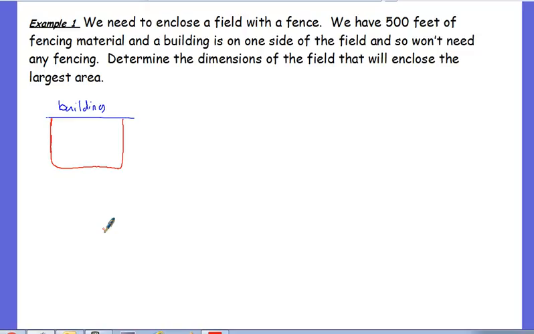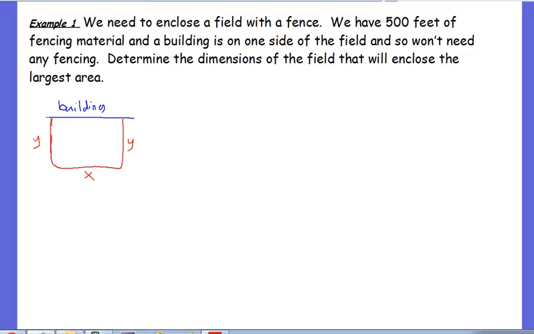Let's label. What do you want to label this? Which one? Why is that a good idea? X goes horizontal. So what do you want to call this? Y. And what do you want to call this? No. They're the same length, aren't they? So call them both Y. Okay? So, everybody go with my sketch? Understand what's going on now?